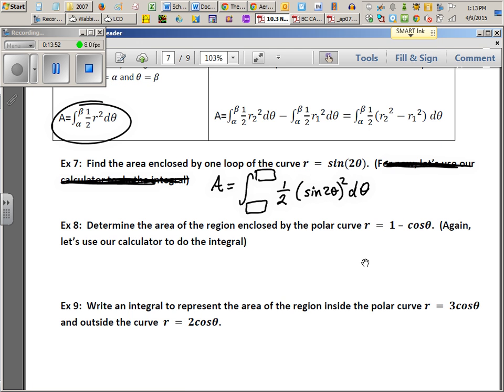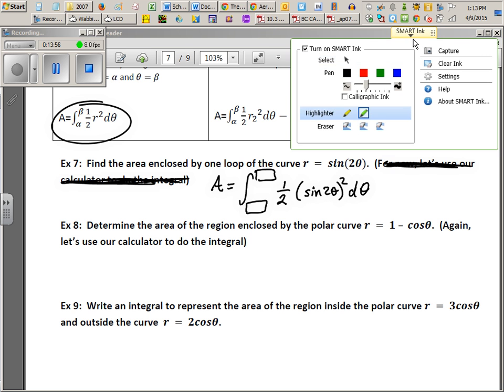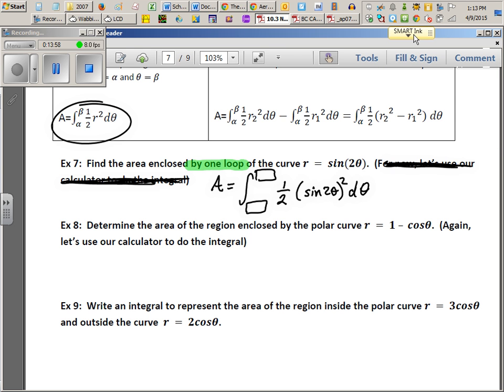So coming back to this, I only want one loop. It says in the instructions, find the area within one loop of the rose. So even though the rose has 4 petals, they're asking us just to find the area of one of them. So I've decided that this is going to be 0 and pi over 2. Don't take that for granted, okay? Don't just assume, hey, 2 pi is a full circle, and I'm going to do 1/4 of that. That's what happened here, but that's not always what happens.